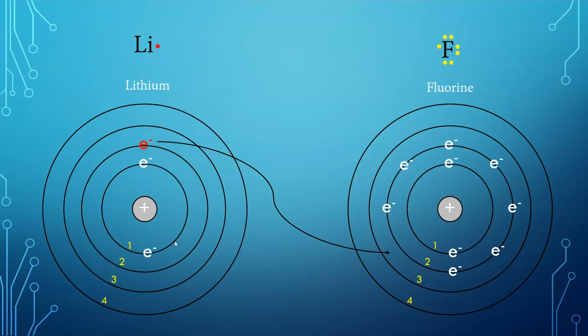The lithium has now become a lithium ion, and the fluorine becomes a fluoride ion. So lithium lost the electron and became positive. Fluorine gained an electron and became negative. Now, both of these atoms are particularly happy. They've got the number of electrons they want to have. So what do they do next? Do they simply go on their merry way, or do they stay together? And the answer is they absolutely stay together.